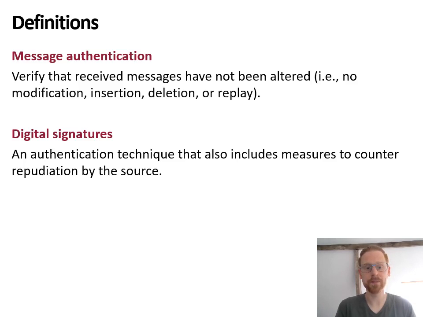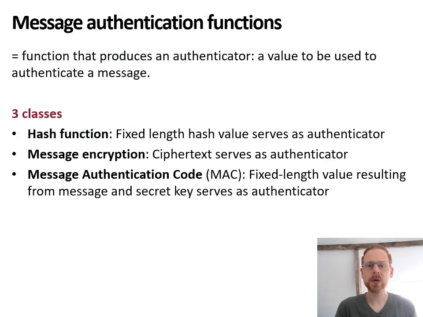On the other hand, a digital signature is a message authentication technique that also includes measures to counter source repudiation. So to ensure that when someone sends a message, the receiver can always verify that that person indeed sent a message and they cannot deny it afterwards. And a message authentication function is a function that produces some sort of authenticator to authenticate a message.